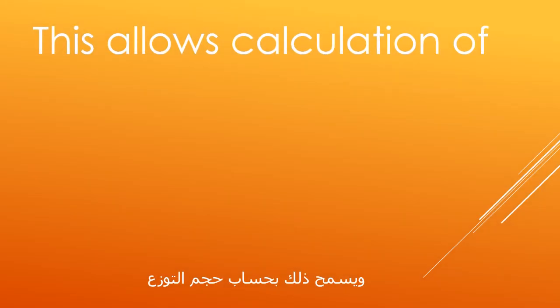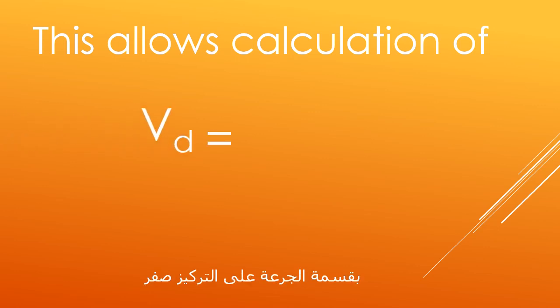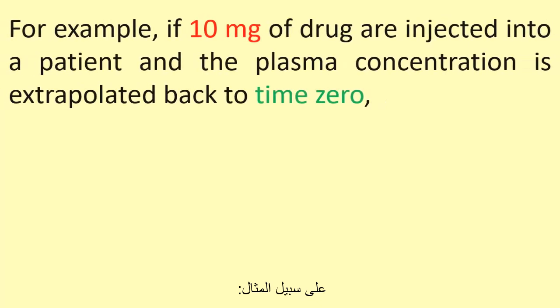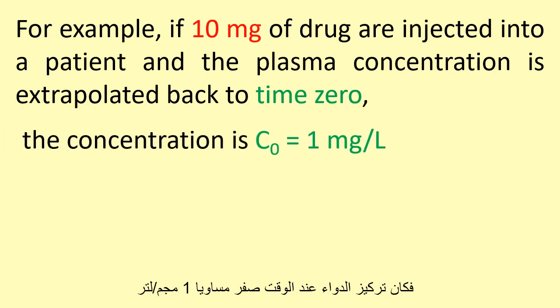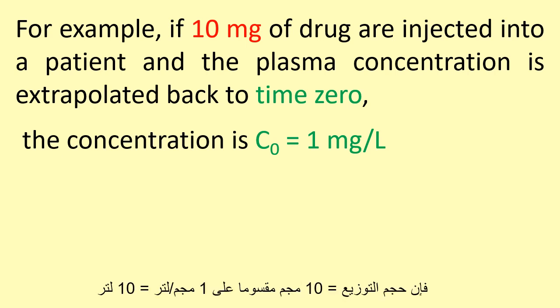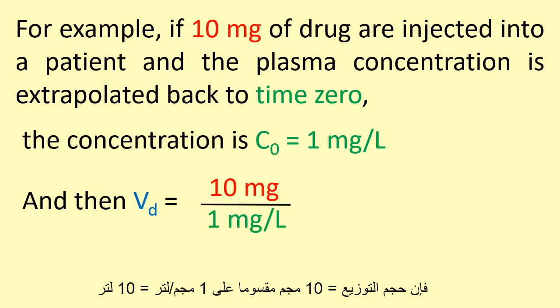This allows calculation of VD by dividing dose by C0. For example, if 10 milligrams of drug are injected into a patient and the plasma concentration is extrapolated back to time zero, the concentration is C0, which equals 1 milligram per liter, and then VD equals 10 milligrams per 1 milligram per liter. It equals 10 liters.